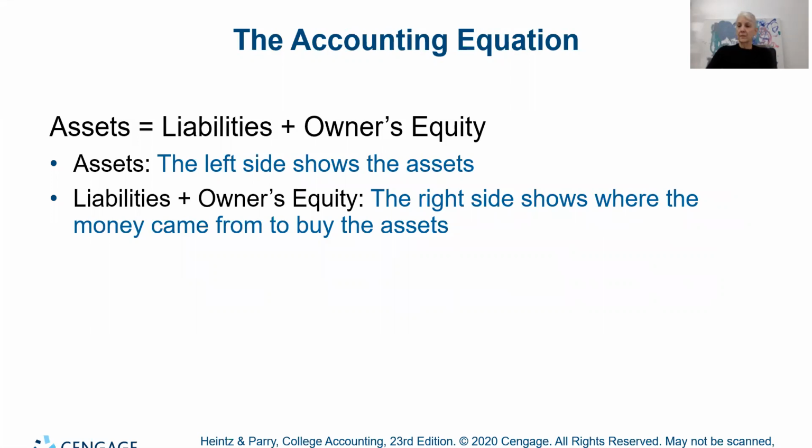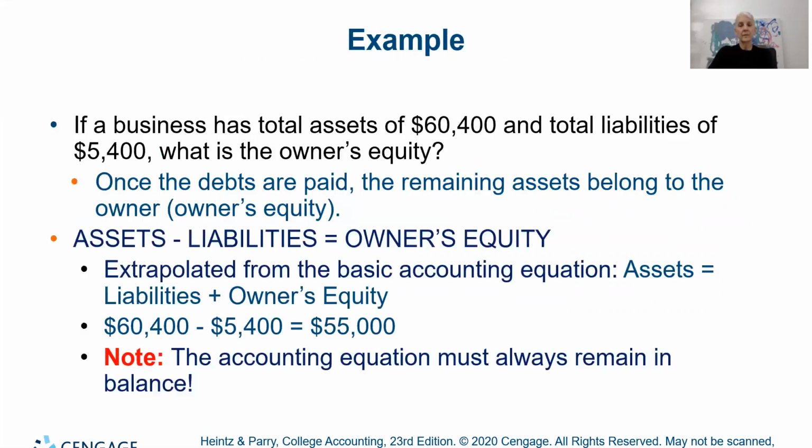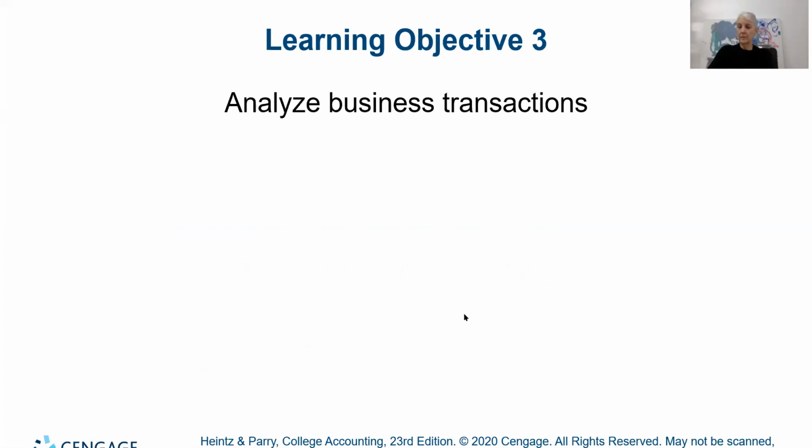Construct the accounting equation. Assets equals liabilities plus equity. I think we know that. Assets are on the left. Liabilities and owner's equity are on the right. If a business has total assets of $60,400, total liabilities of $5,400, what is the owner's equity? Well, once the debt is paid, the remaining assets belong to the owner. That's what the business is worth. So here, the accounting equation tells us that the assets minus those liabilities equal the net worth of the company. The accounting equation must always remain in balance.